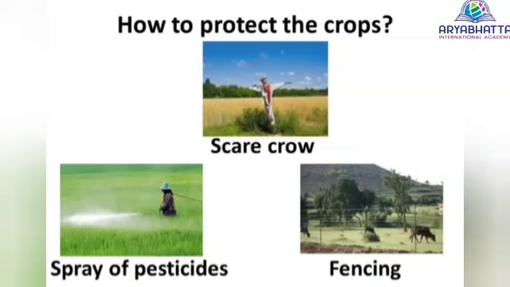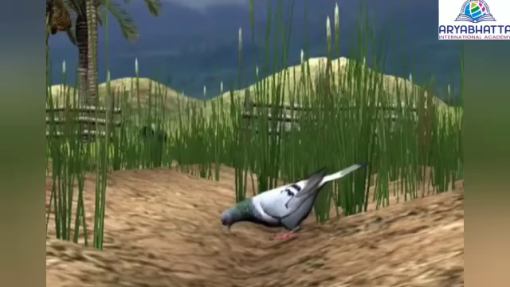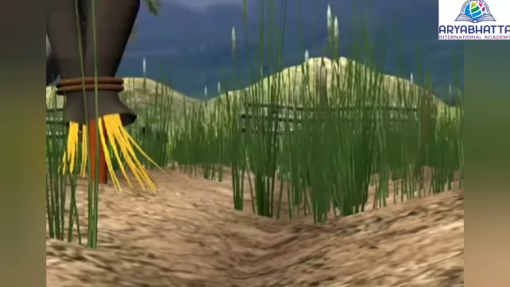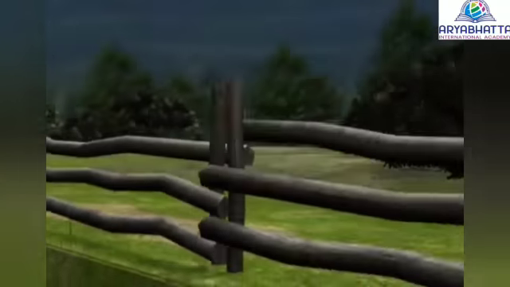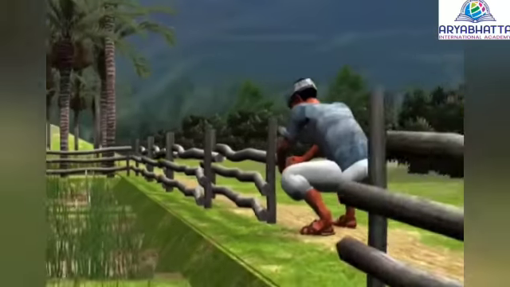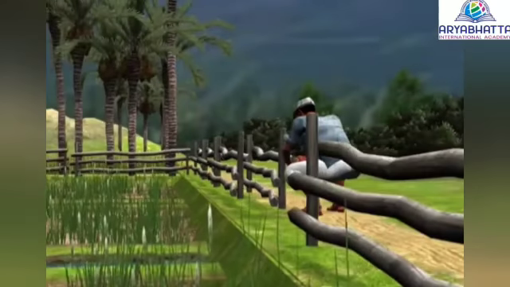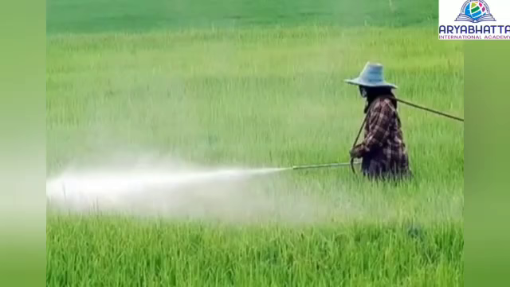To protect our vegetable crops, the farmers follow many steps. They put scarecrow to drive away birds. They put fence to keep away cows, goats, and other grazing animals. And if required, spray pesticides to kill insects.